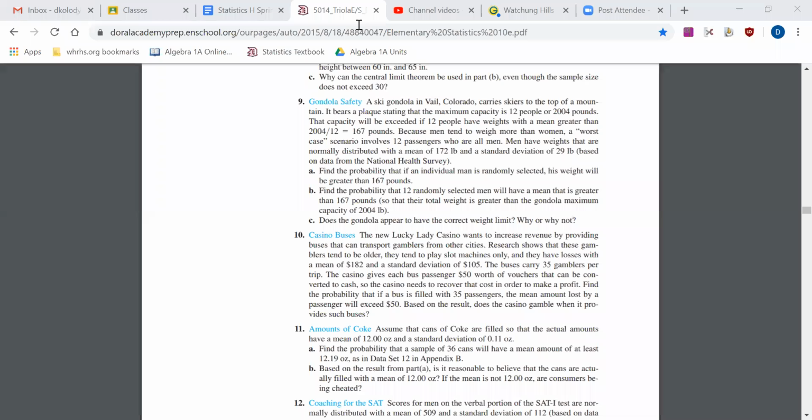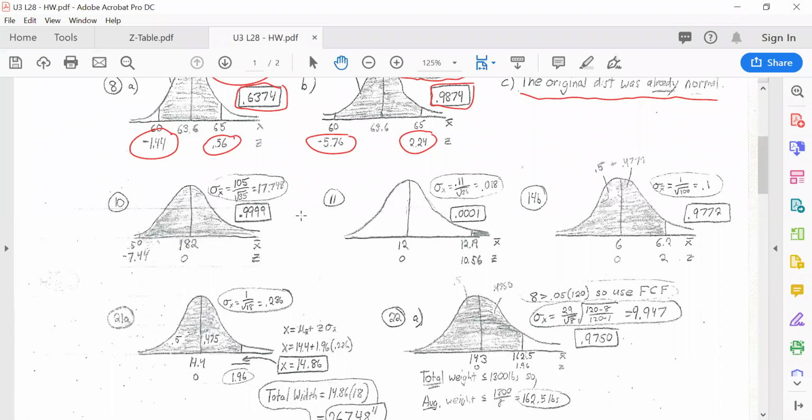I don't know if you realize this, but this is very real. My grandmother used to take these buses all the time from Pennsylvania to Atlantic City, and they would give them free cash. That's a real thing.